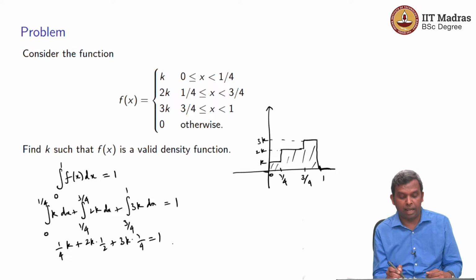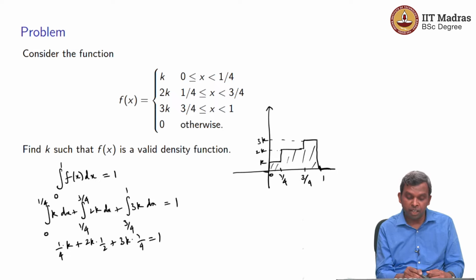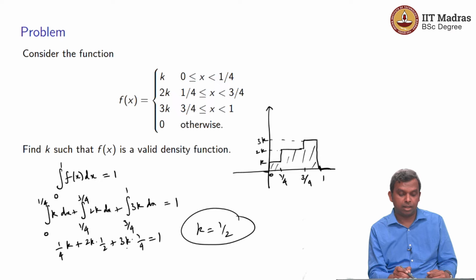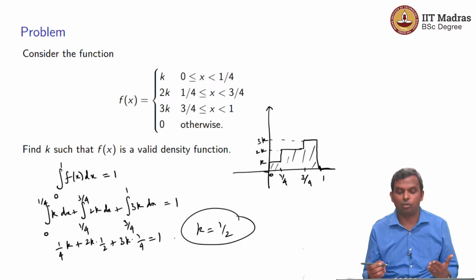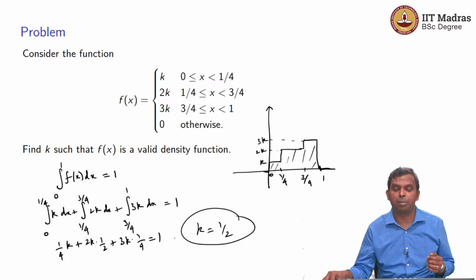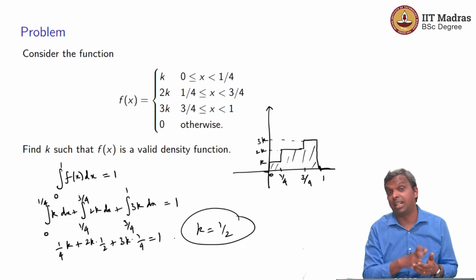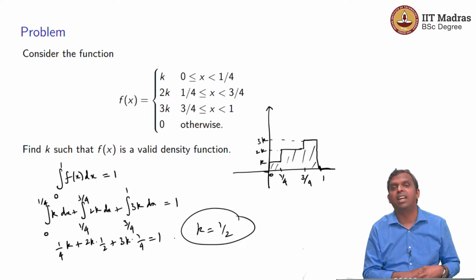You can solve for k. So let me see. k by 4 plus 3k by 4 is k. There's another k. So you get 2k equals 1, so k equals 1 by 2. I hope that's correct. It's k plus k, 2k, k is half. So you just solve for k. So this is also a typical example. This should help you identify which is a valid PDF. So one value of k gives you a valid PDF here.